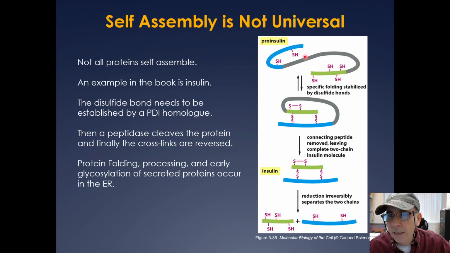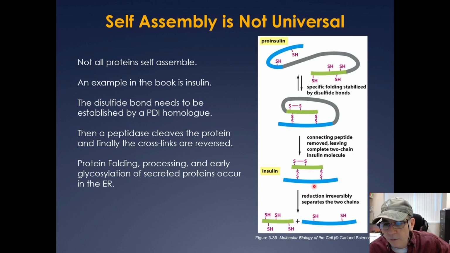It actually gets co-translationally translocated into the endoplasmic reticulum, and once it's in the endoplasmic reticulum, the enzyme PDI, or a PDI homolog, forms these disulfide bonds, and then it actually gets cleaved. Okay, the peptide gets cleaved to become basically a complete insulin molecule.